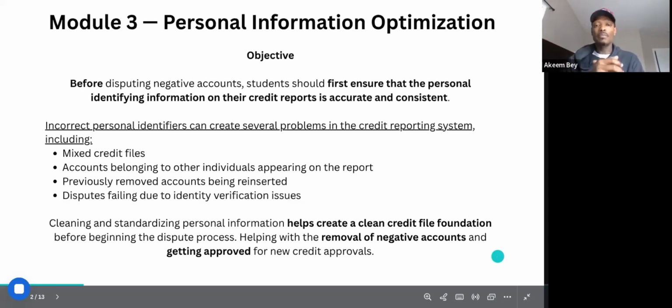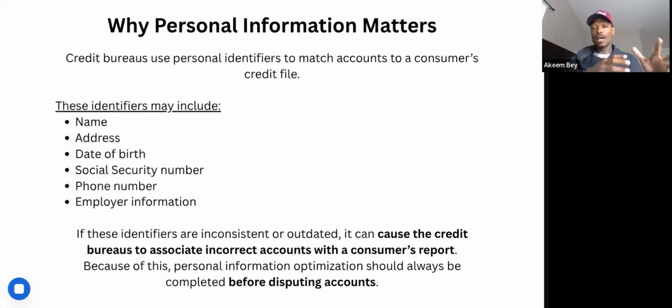So, why does personal information matter? Credit bureaus use your personal identifiers to match accounts to your credit file. These identifiers are things like your name, your address, your date of birth, social security number, phone number, email, and employer information. If these identifiers are inconsistent or outdated, it can cause the credit bureaus to associate incorrect accounts with your consumer report. And because of this, personal information optimization should always be completed before you start disputing.